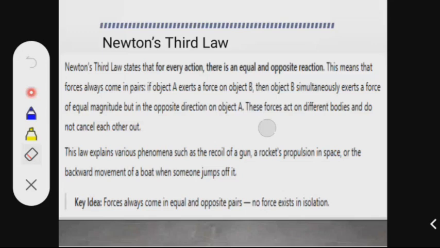Okay, thank you. So for every force, there is always an equal and opposite reaction. As I said, it means that every force always comes in pairs. If an object A exerts a force on object B, then object B simultaneously is going to be exerting a force back.